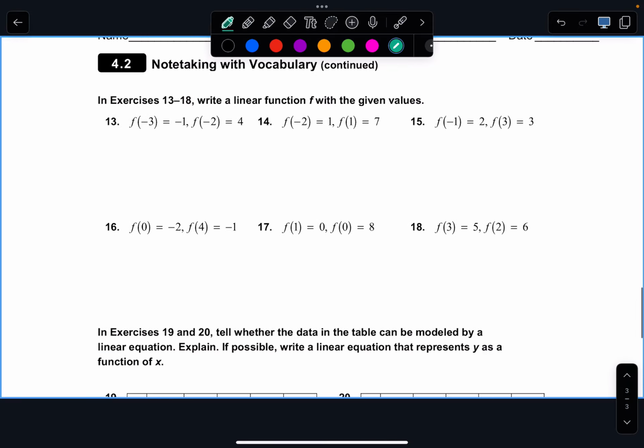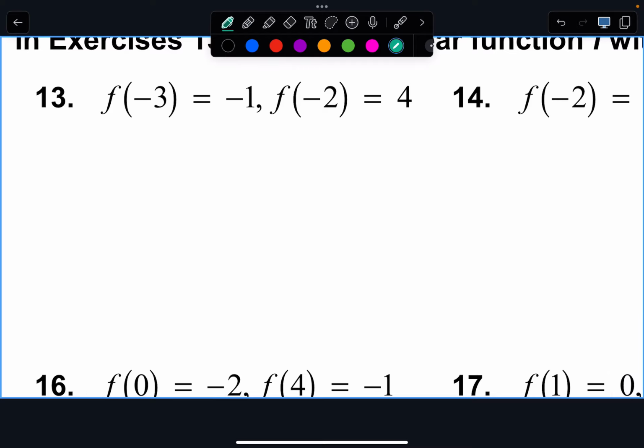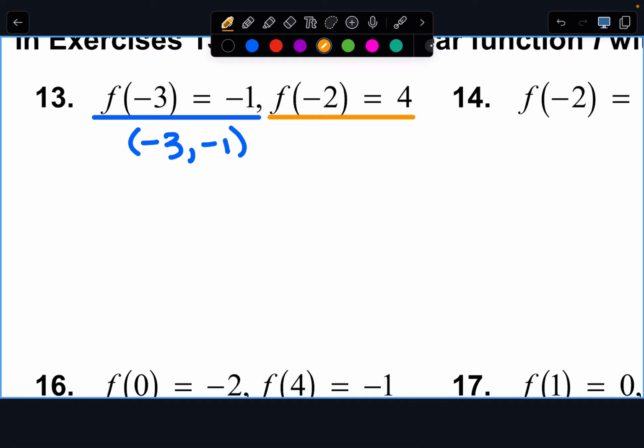So now let's go to the top of the next page. I want to look at number 13. There is no graph. It's just the same as we did yesterday. Just pick one, because it's an x and a y. This notation just means I have the coordinate -3, -1, and this notation means I have the coordinate -2, 4. So if I'm going to use point slope form, but I have only two points, you gotta make your own graph.